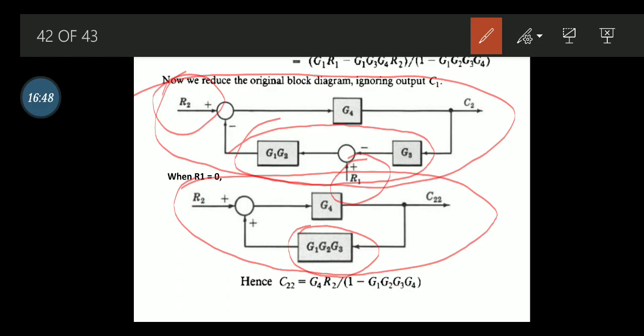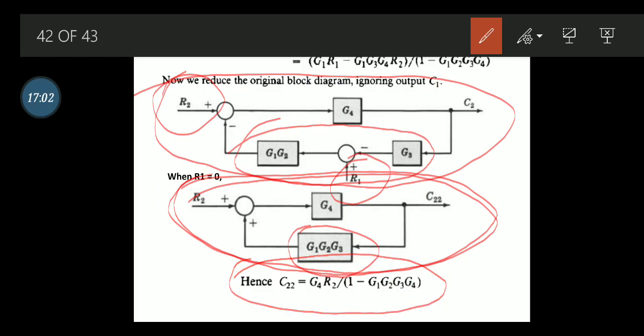Product of these two. Now finally the block diagram is reduced to this form by considering the input response R2 as alone. Then for this particular block we need to calculate the output response. Now here the output response is considered as C22. So C22 is equal to Z4 R2 divided by 1 minus Z1 Z2 Z3 Z4, we can obtain.